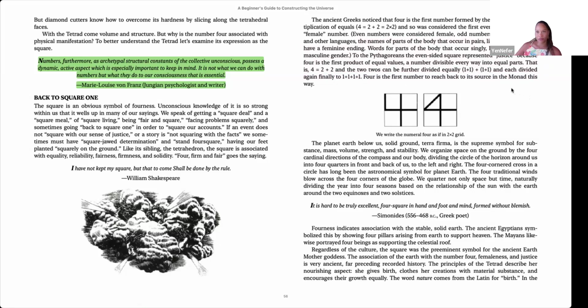Oh, okay. We write the numeral 4 as if in a 2x2 grid. Oh, wow. Look at that.